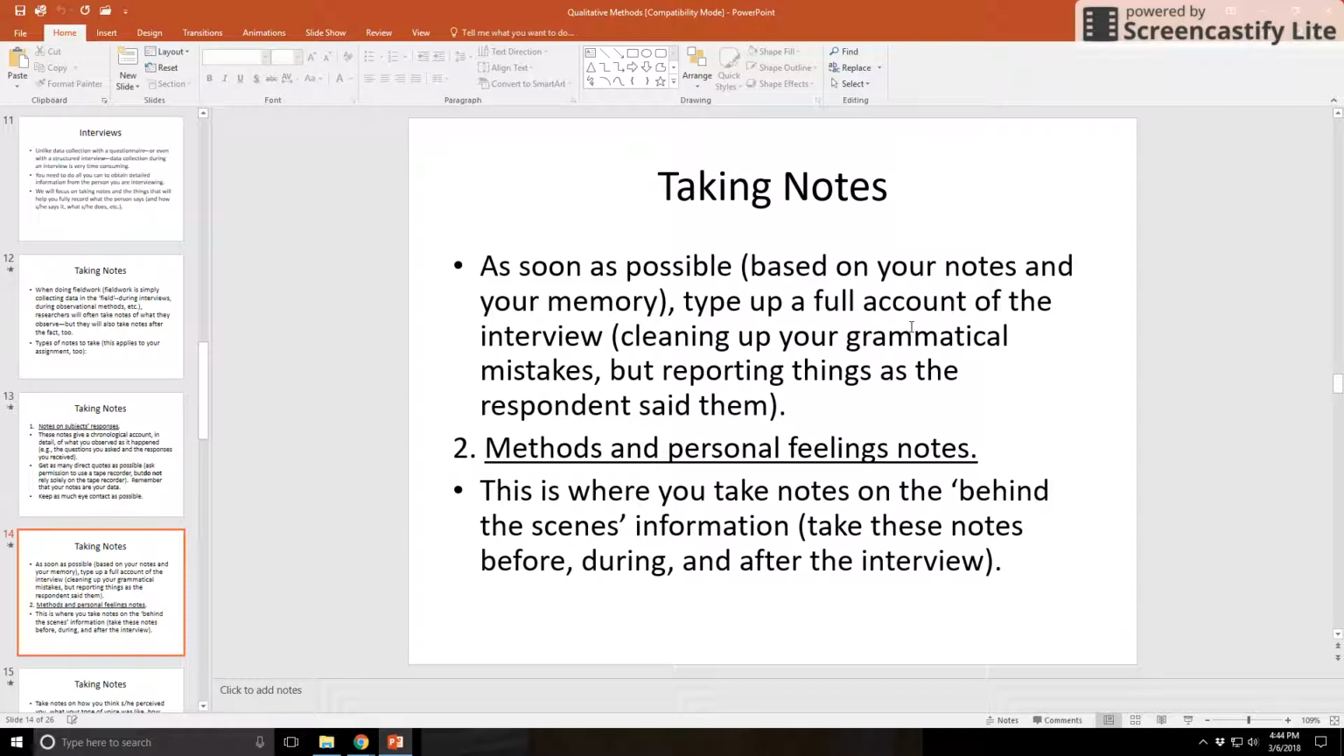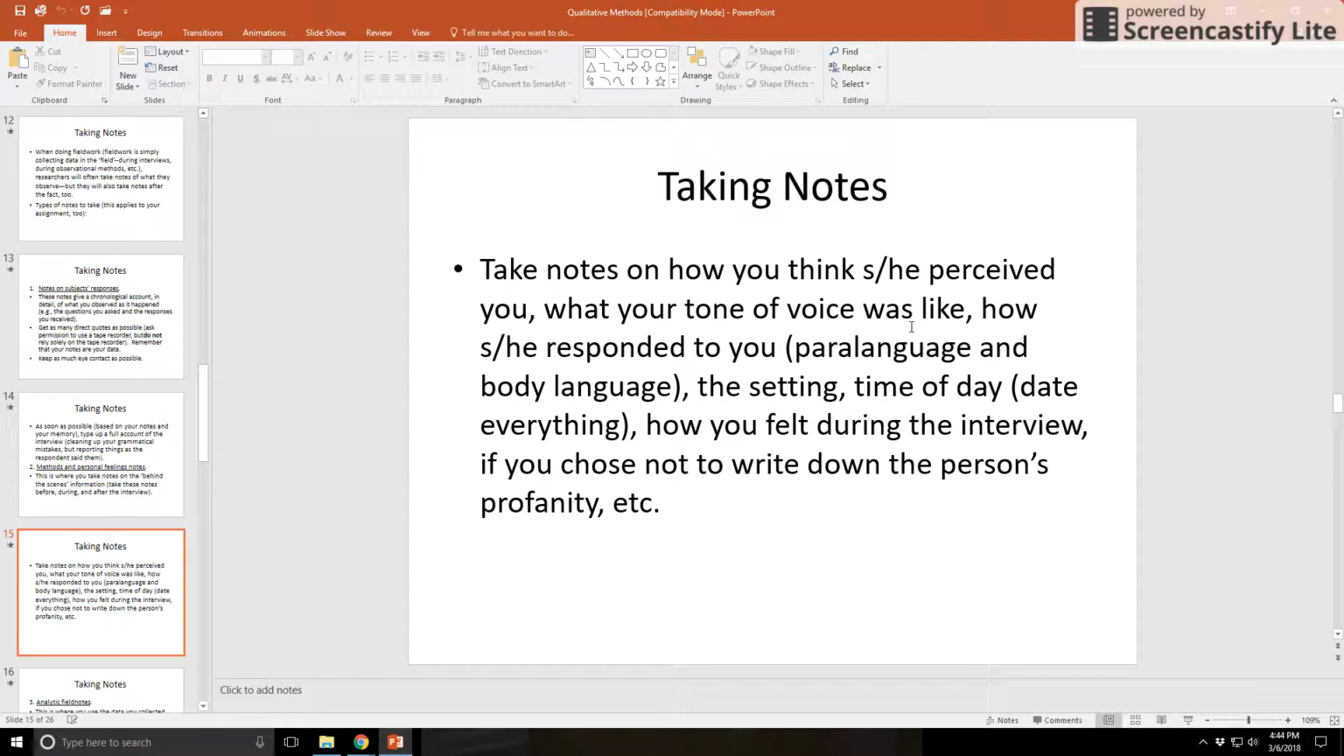A second type of note is called methods and personal feelings. These are the behind the scenes things. This is maybe the tone of voice. This is the time, the setting, the how you felt, the how you think they felt, the how you think they're thinking of you. Did your presence make them clam up or talk more? Were you nervous? All that stuff. The behind the scenes stuff.